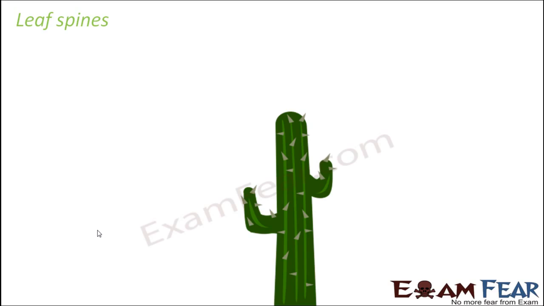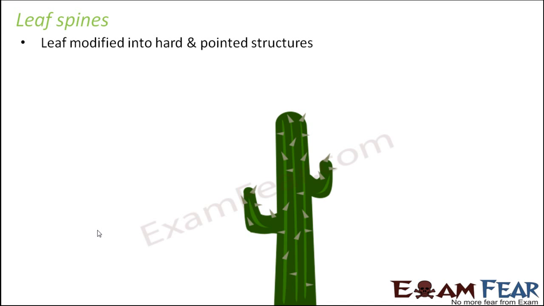You remember I already discussed cactus in one of our previous slides while I was talking about stem modifications. I told you that in cactus we have spines, but these spines are modifications of leaves, and the stem in a cactus is fleshy and cylindrical. So here the leaves are modified into hard and pointed structures called spines, and these spines act as organs of defense. They protect the plant from animals. So these are defense organs. Example, cactus.